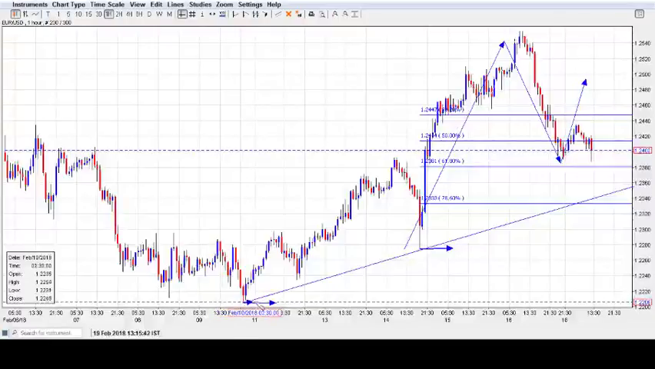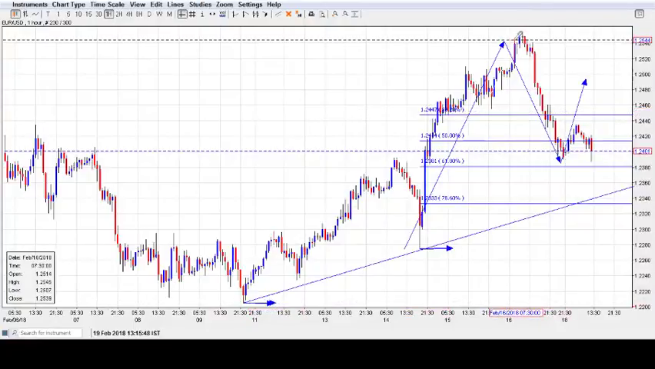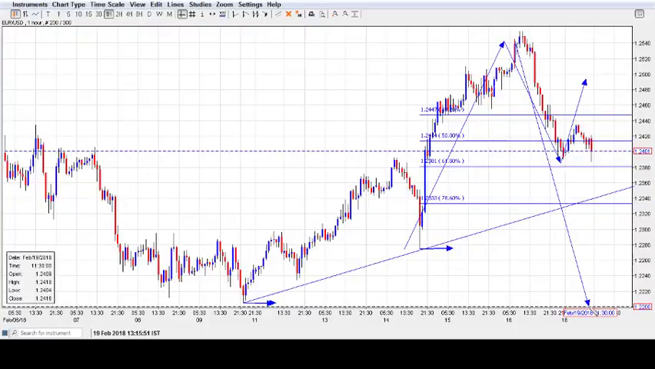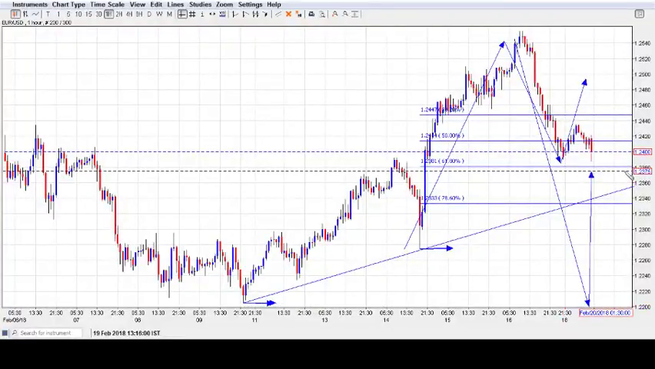Even better, you would want to watch out for a break below the 22.05 mark. I think that would be a meaningful boundary for you to look to then sell on rallies.